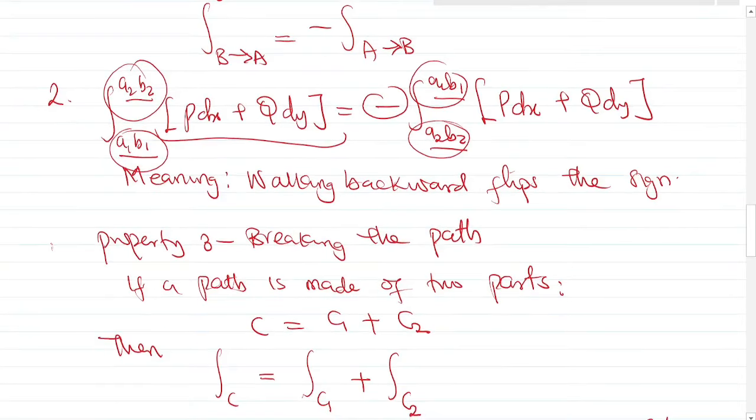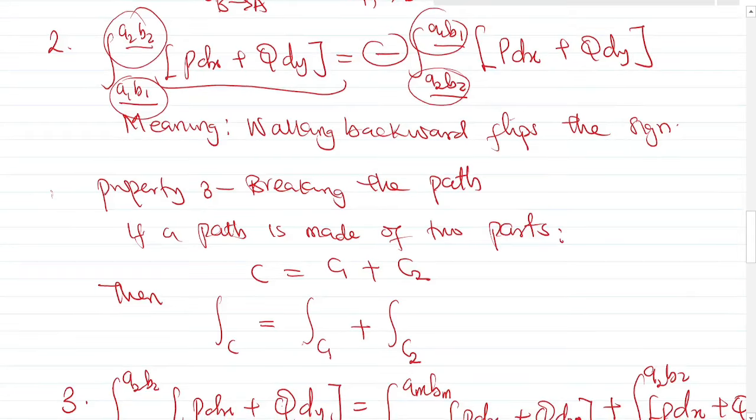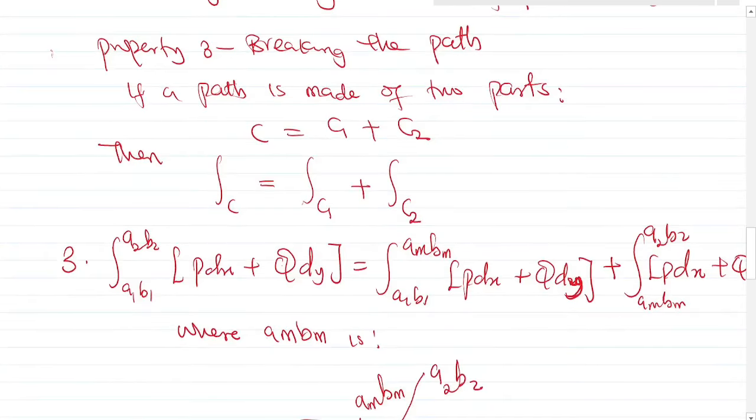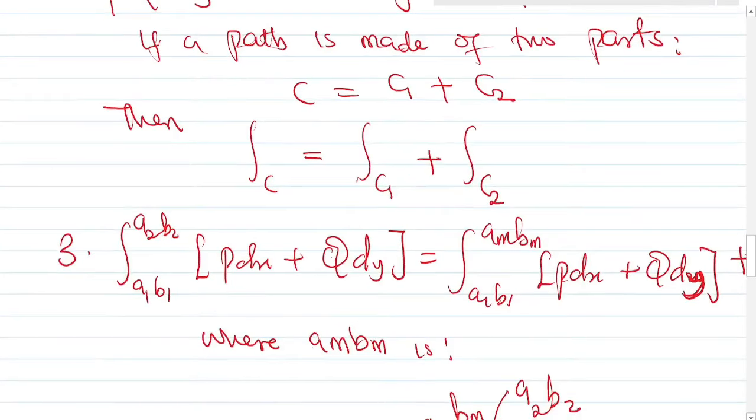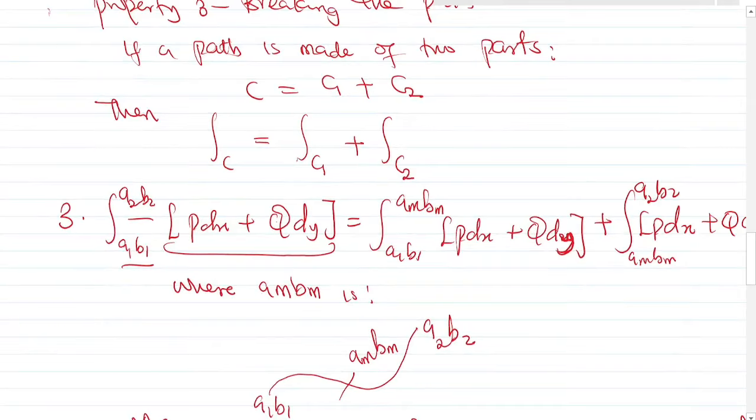That's all. Then the third property is breaking the path. So if the path is made of 2 parts, you can break it. Like, let's say this integral is C, integral of this first part. Then if you can break it into 2 parts, then it is possible. And then if you add them, you get your original path. So just like it is in your notes, if you have integral from A1, B1 to A2, B2 of this function, that will be equal to integral from, this is the beginning, right? This is the end. Beginning, end.